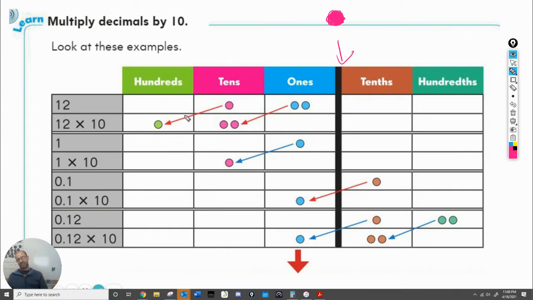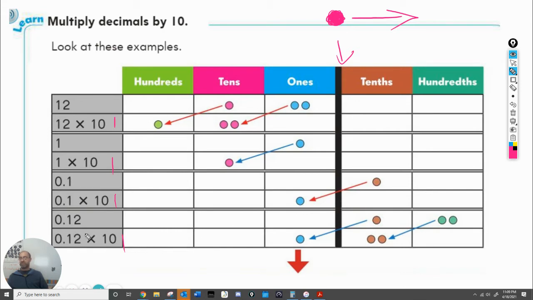So as all your digits go to the left, your decimal, when you're multiplying, is actually going to the right. In this case, it's going to the right one place, for all of these. 12 times 10 is 120. 1 times 10 is 10. 1/10 times 10 is 1.